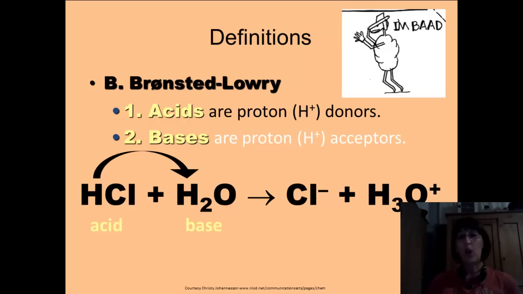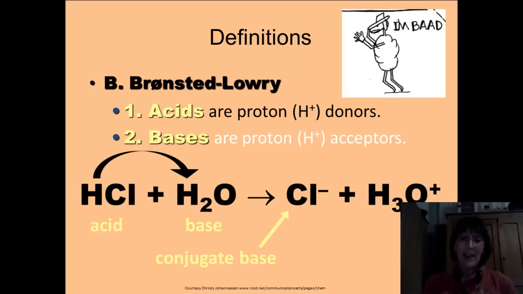Remember we talked about that word conjugate in class? Conjugate is kind of like the mate that goes along with it. So once we pull that hydrogen off of the HCl, what's left over? What's left over is the Cl minus. That's now a base, and we call it a conjugate base.